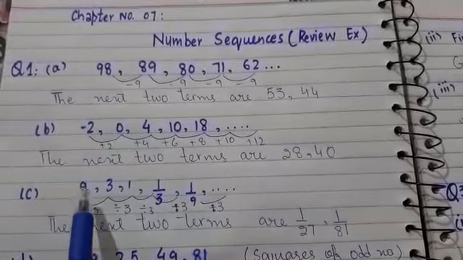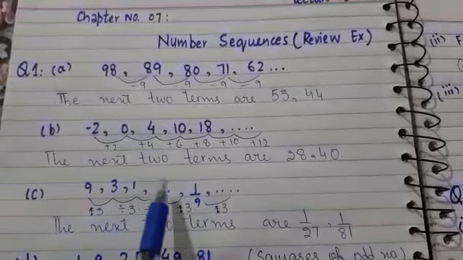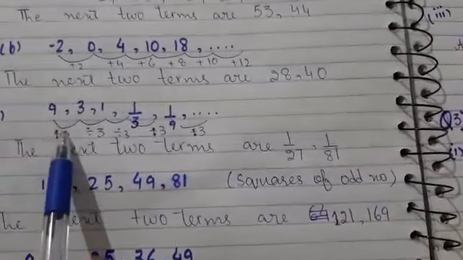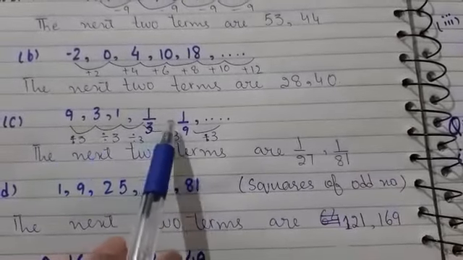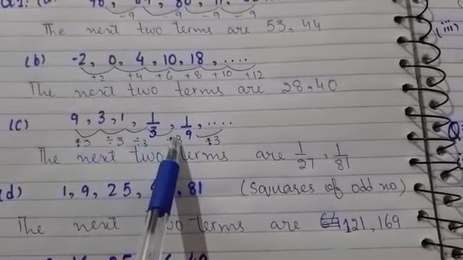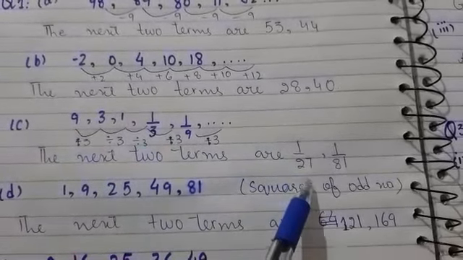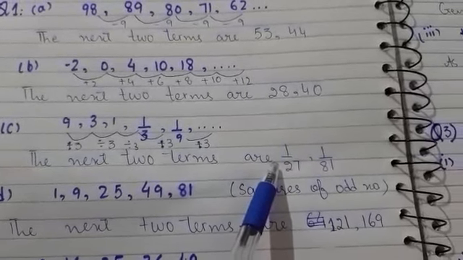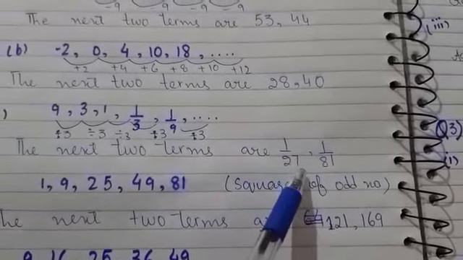In part C, the sequence is 9, 3, 1, 1/3, 1/9. In this sequence, each term is divided by 3 to give the next term. This means that when we divide 1/9 by 3, it will become 1/27, and 1/27 is divided by 3 to give the next term, which is 1/81.